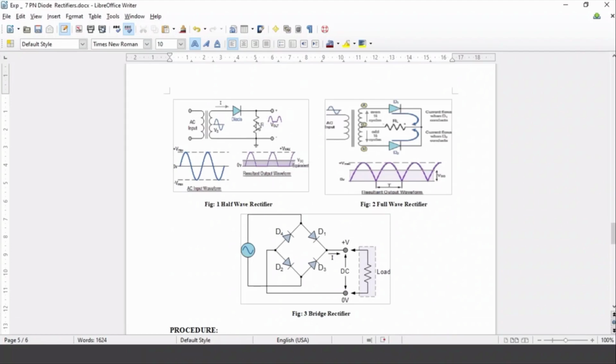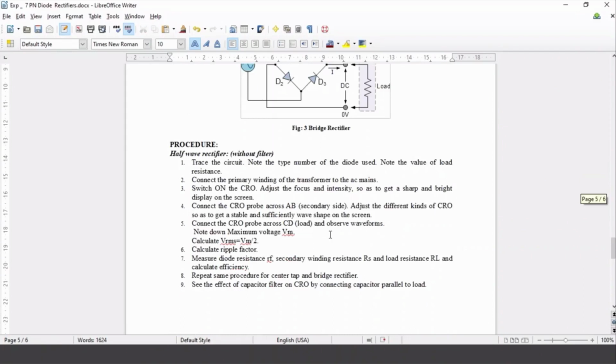So we connect a CRO probe across the output load resistance. We find out the output, on the secondary side also and on the load side also, and measure these waveforms. Once we measure these waveforms, calculate what is the peak value of output voltage, what is the RMS value, and calculate what is the ripple factor.